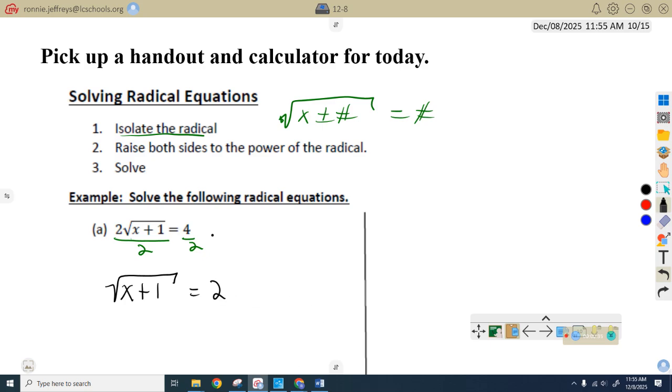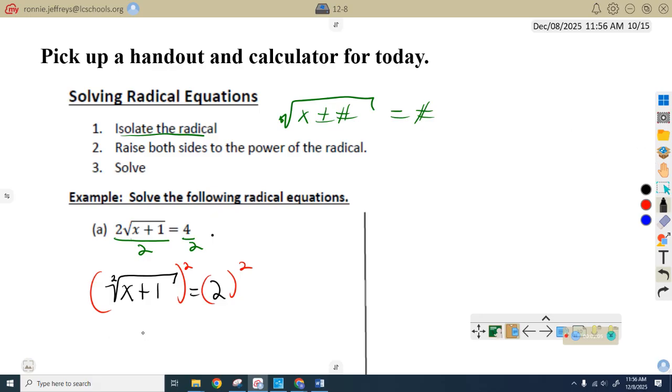All right, now, what is understood to be in this gutter right here? Even if it's not written, that's an understood 2. Now we need to raise both sides to the power of the radical. So I'm actually going to square both sides because it's a square root. To undo a square root, we square it. All right.